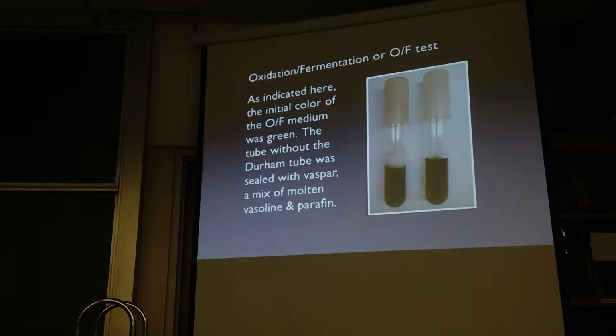Okay, so this is what the medium looked like at the start, two green tubes. You had two tubes, one has a Durham tube in it, one did not. After you inoculated them, you left them in the basket. I came in and I put a Vaspar seal on. The OF tubes that have been given to you guys, one has a white cap and one has a green cap. They put the different colored caps on to tell you which one has the Durham tube in it. I don't remember which one has the Durham tube. Green one. Okay, so the green cap has the Durham tube, the white cap does not.